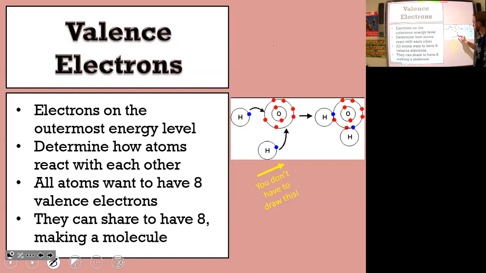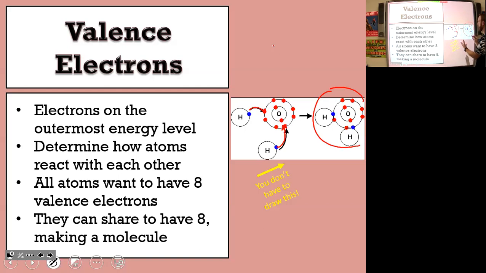So if we look here at water, this has 6 in the oxygen, right? So we have room for 2 more. Well, here hydrogen has 1 each. So the 1 hydrogen valence electron comes and shares here. And this hydrogen valence electron comes and shares here. And now together, they create a molecule where you have 2 or more atoms bonded together in order to have these 8 valence electrons on the outside.